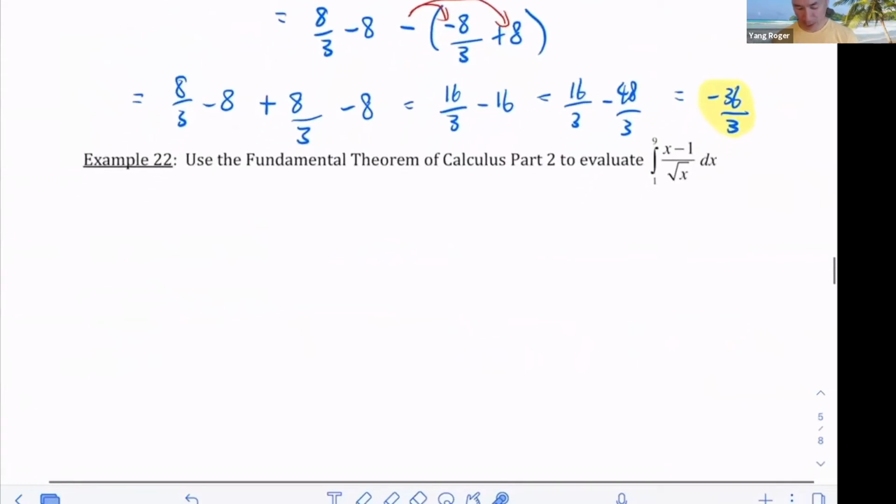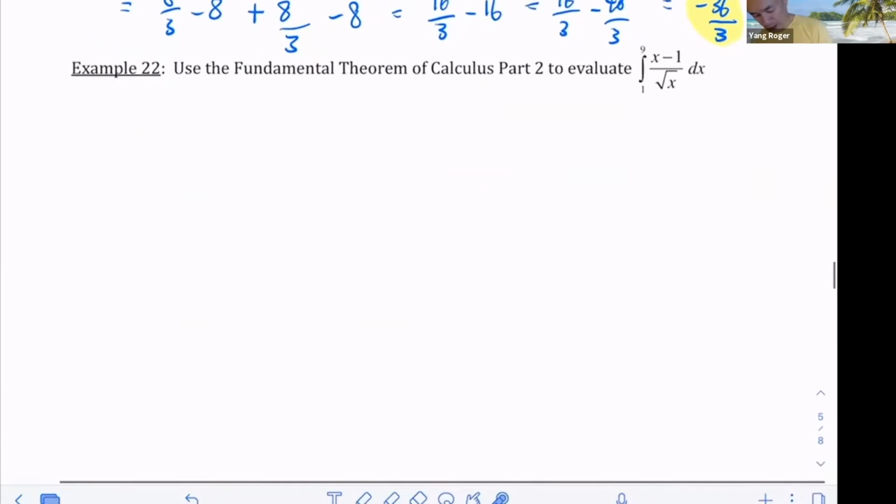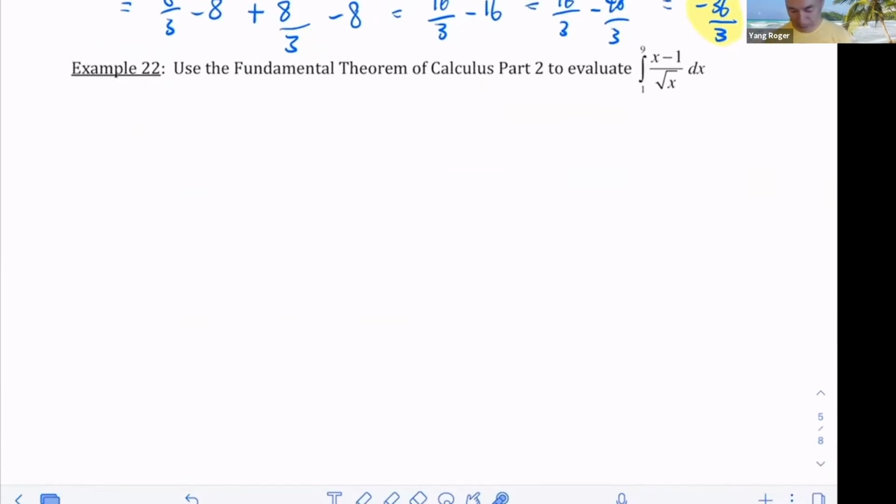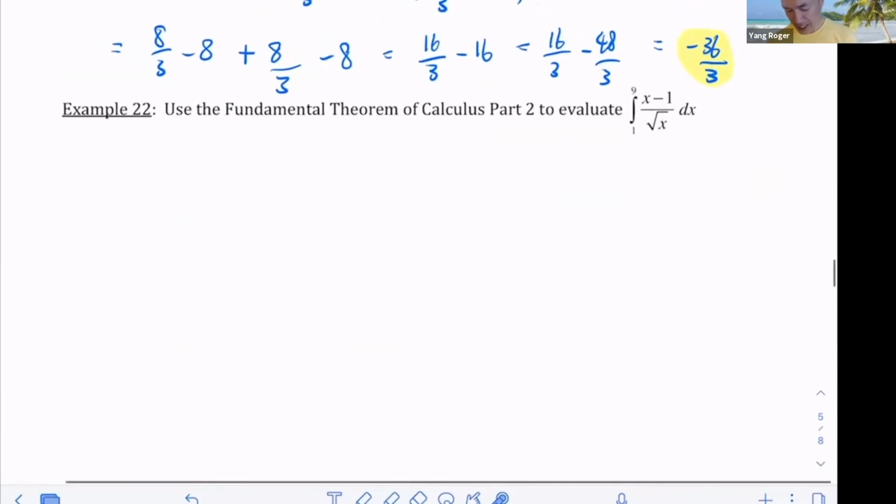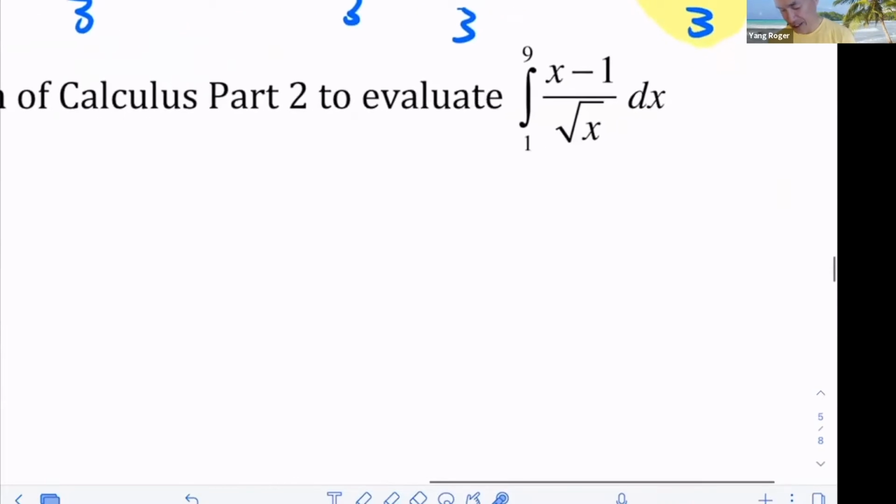So let's look at example 22. In example 22, how am I going to calculate this antiderivative? Does anyone know? Any advice for me? We're going to have an antiderivative quiz on Thursday, so I'll give you stuff that looks like this. Do you know how to separate it?